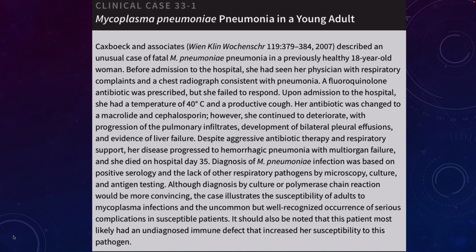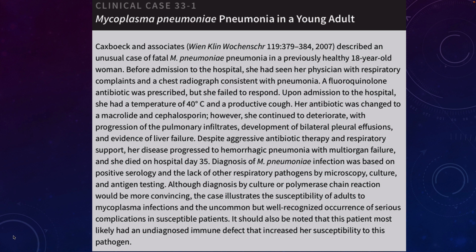She went to the hospital with respiratory complaints, and she had a chest x-ray that showed pneumonia. They prescribed a fluoroquinolone, but she failed to respond. She had a very high temperature and a productive cough, meaning she was coughing up sputum. Her antibiotic was changed to a macrolide and a cephalosporin, but she continued to deteriorate. Her lungs got worse, more filled with fluid, and her liver started to fail. Despite aggressive antibiotic therapy and respiratory support, she developed hemorrhagic pneumonia and multi-organ failure and died in the hospital on day 35.